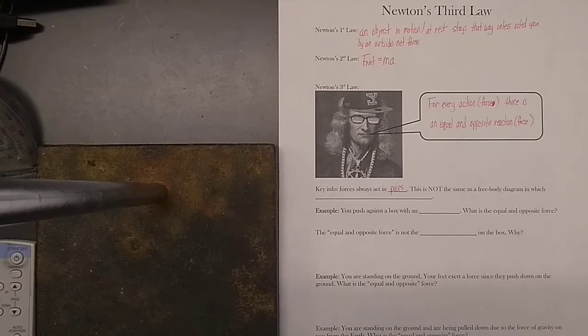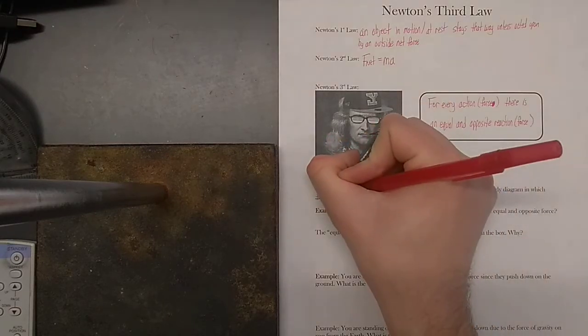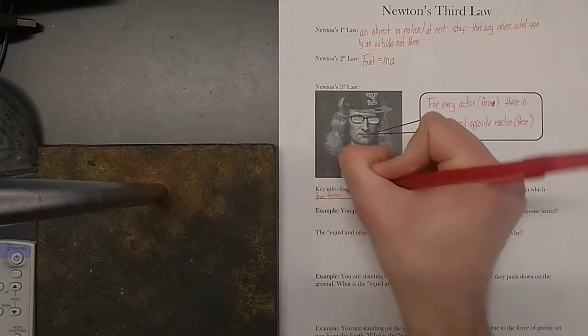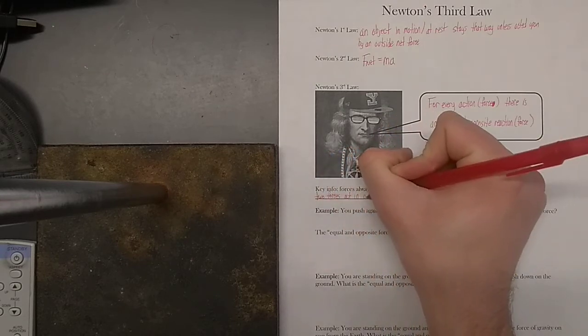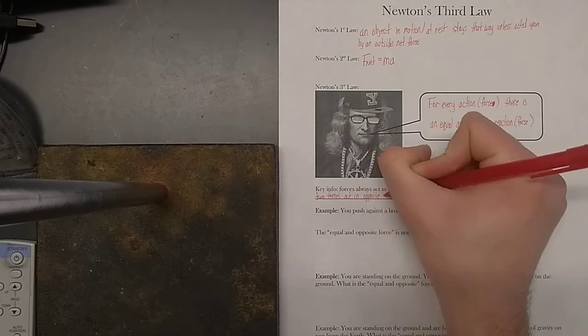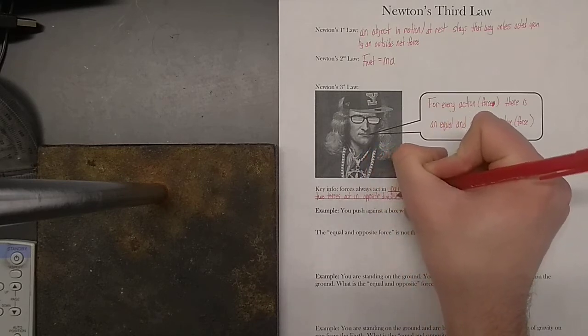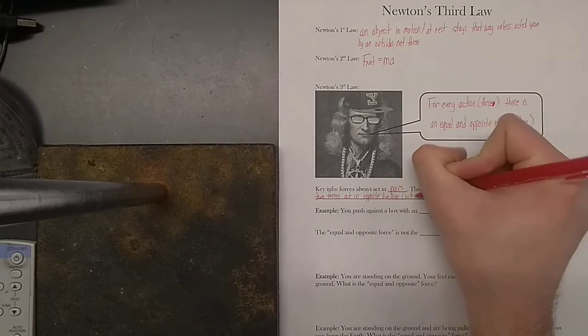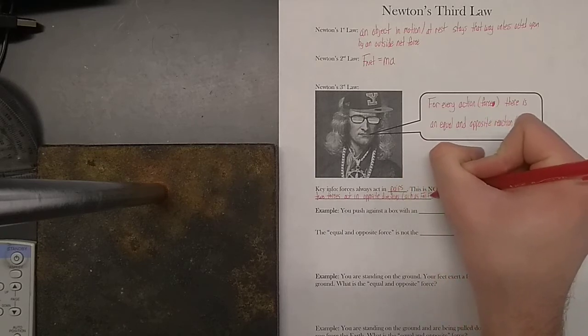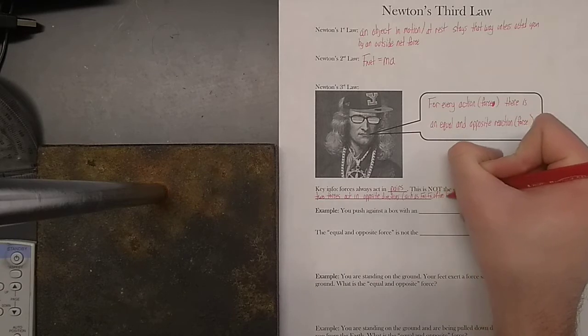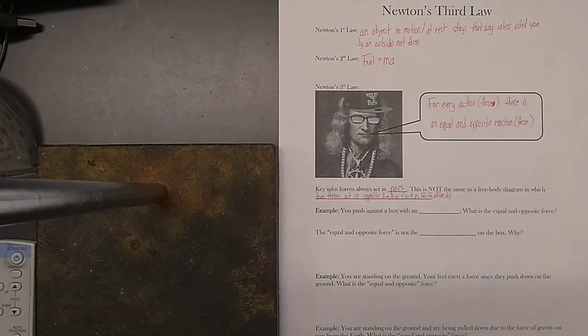Now, what you're thinking is, oh yeah, that makes sense. On a free body diagram, if there's an up force, there's almost always usually a down force. That is not what we are talking about here. This is not the same as a free body diagram in which two forces act in opposite directions, such as Fn and Fg often do. Not the same thing.